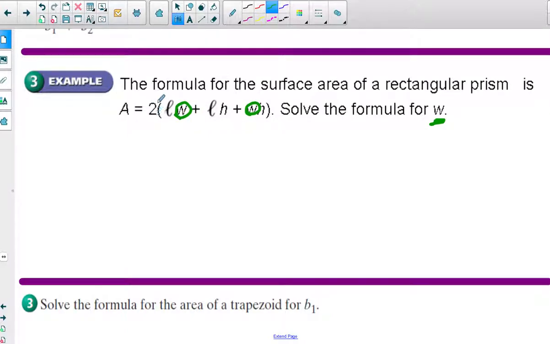Well, right now we're multiplying that whole expression by 2, which means the best thing that we can do is undo that 2. The opposite of multiplying by 2 is to divide by 2.